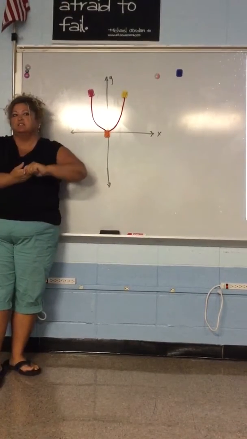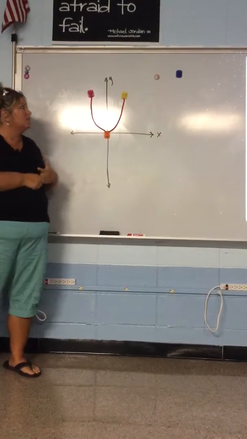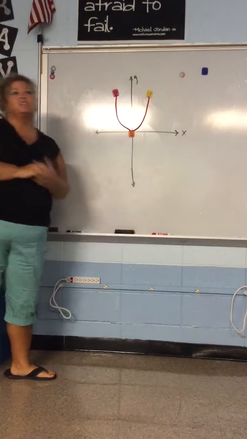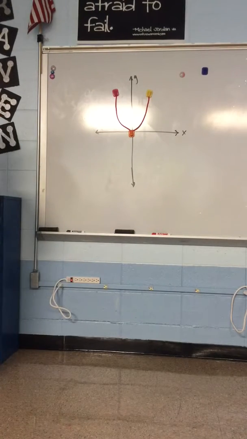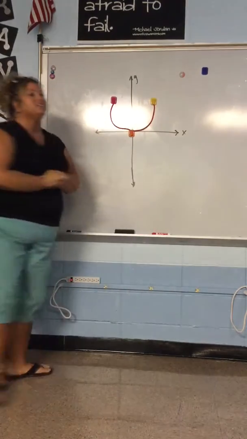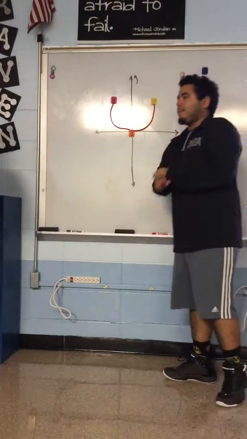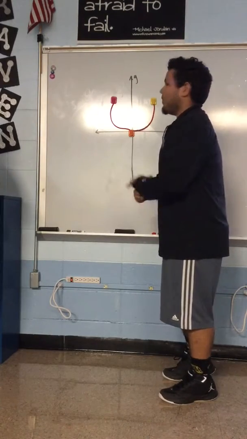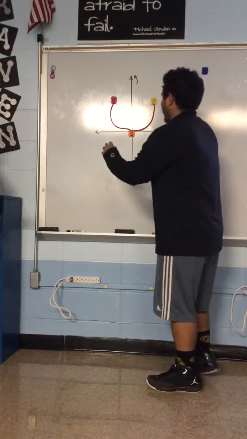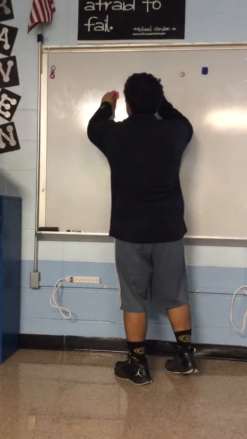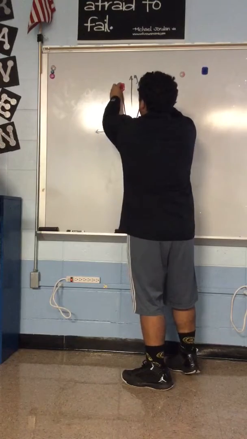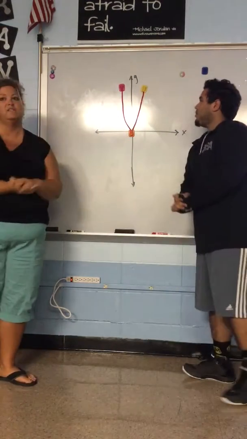Okay, so let's look at this one. I need a volunteer. Come on up, Carlos. What I want Carlos to do is a vertical stretch. Which way is vertical again? Straight up and down. So I want you to grab those two, the pink and the yellow, and vertically stretch it. Okay. Good. What happened? It became skinny.